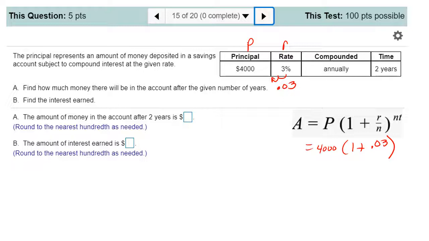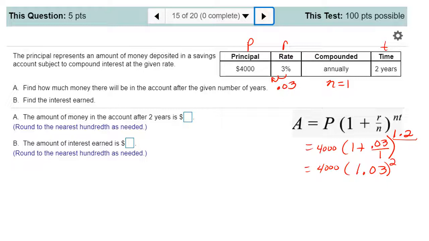Then we are told it's compounded annually. If it's annually, then the N is equal to 1. So that will be over 1, and this will be 1. The time will be in years, and that is 2. So that's going to be 1 times 2. Now, if I simplify this a little bit, this would really be 1 plus 0.03 over 1. If I put that in my calculator or just simplify in my head, I get 1.03. And then, of course, 1 times 2 is just 2.